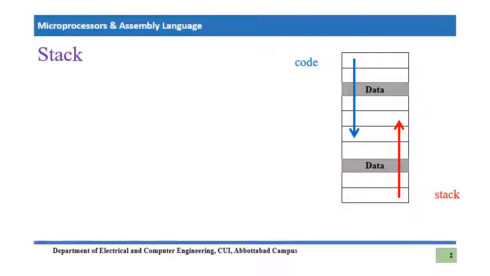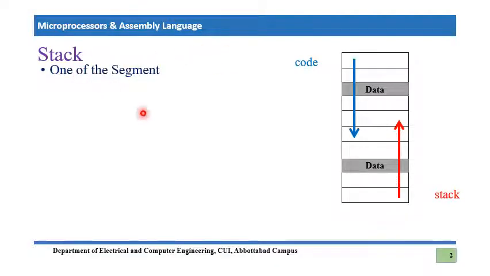Okay, let's start the topic, which is the stack segment, and it is one of the segments, as we have already learned. Memory which is connected to the 8086 or 8088 microprocessor is divided into various segments, and one of those segments is the stack segment. Besides this stack segment, we have the code segment, data segment, and extra segment available.